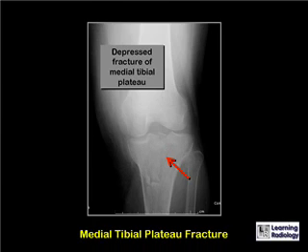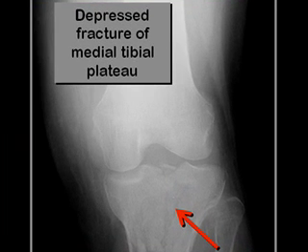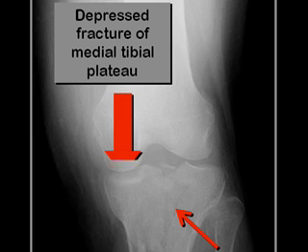This is an example of a fracture of the medial tibial plateau. The red arrow is pointing to a slightly depressed fracture, which occurred because of a downward compressive force by the medial femoral condyle.